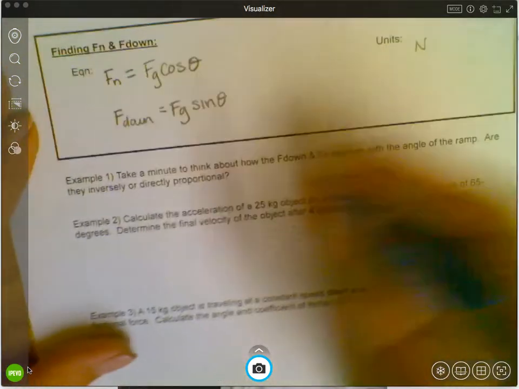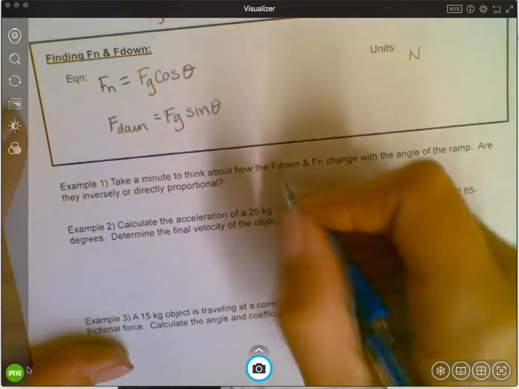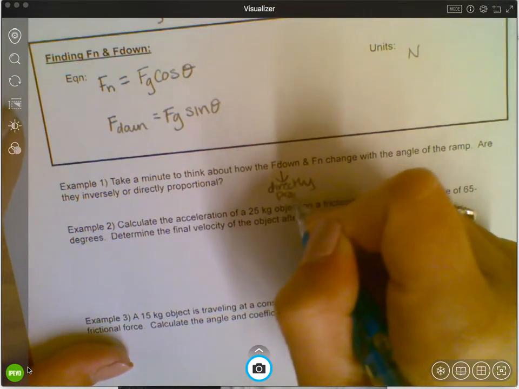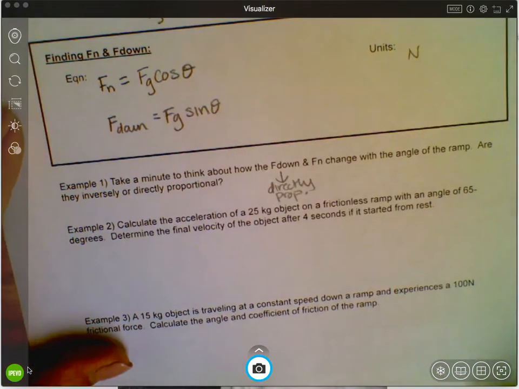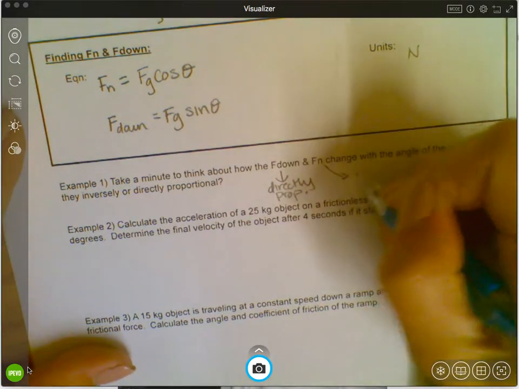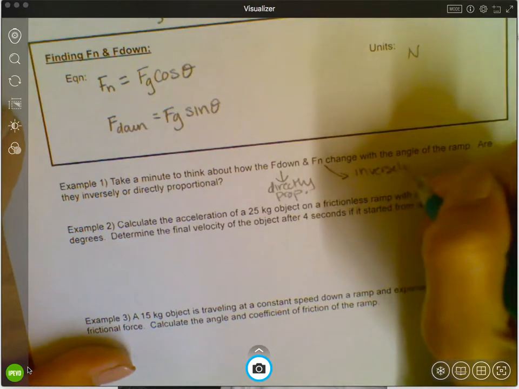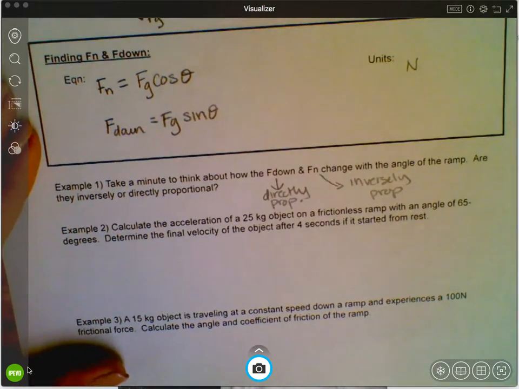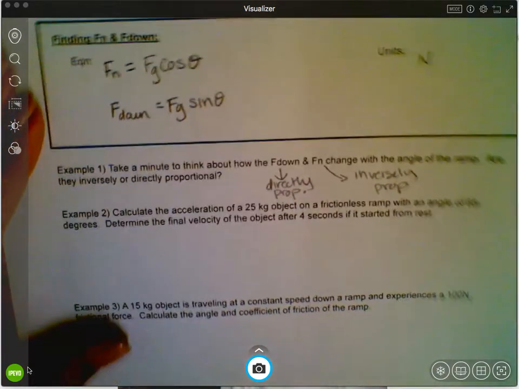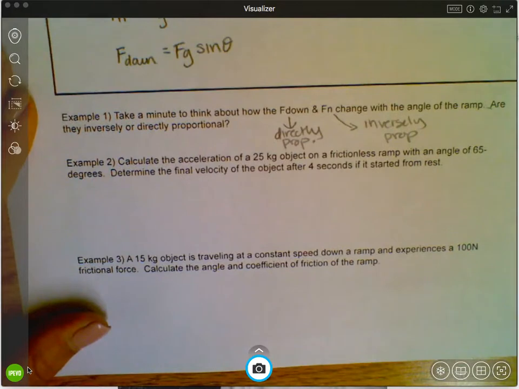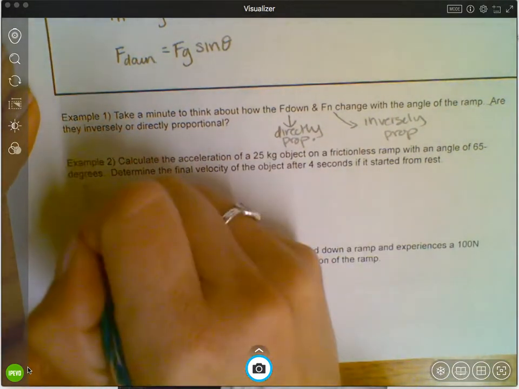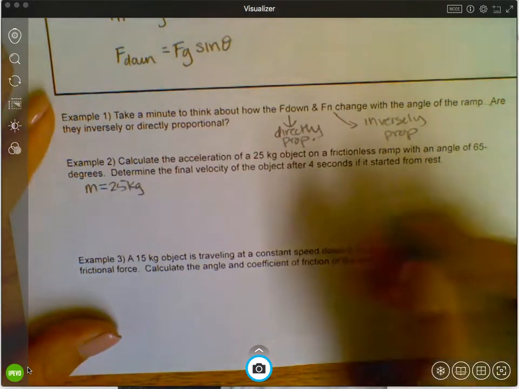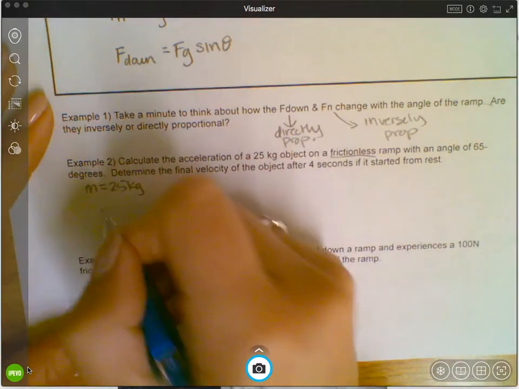So F down is directly proportional, meaning that if the angle goes up, F down goes up, and the normal force is inversely proportional, meaning that as the angle goes up, the normal force goes down, okay? All right, let's try this example here. Calculate the acceleration of a 25 kilogram object on a frictionless ramp, so frictionless with an angle of 65 degrees.